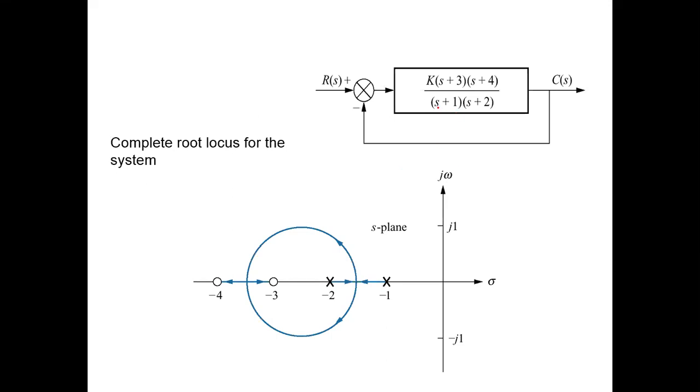Here we have 2 poles and 2 zeros. One pole is at -1, the second is at -2, and the zeros are at -3 and -4. Our first property is that the number of branches equals the number of poles. So as we have 2 poles, we will have 2 branches. The first branch starts from the first pole, and the second from this pole, and it is also symmetrical about the real axis.